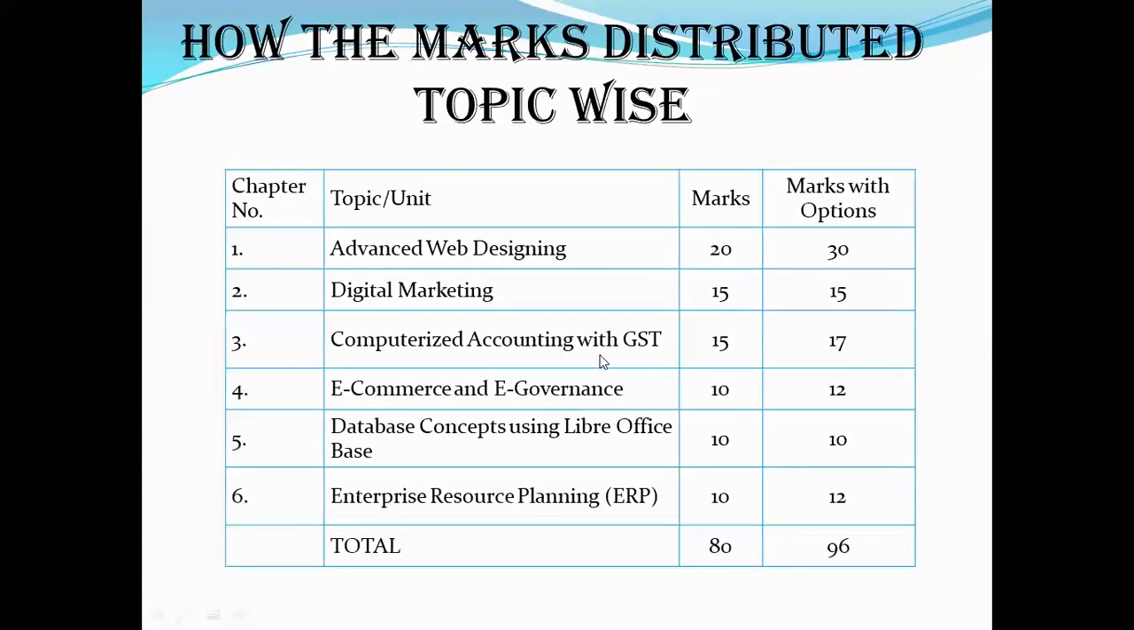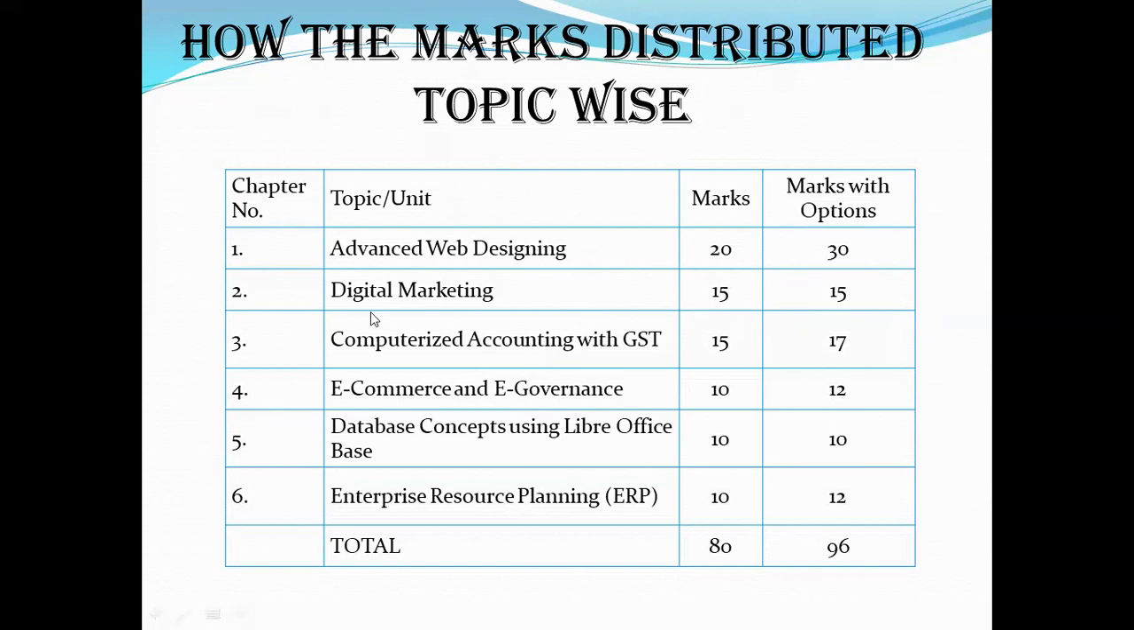Now, the chapter-wise marks distribution. If you have seen here, marks with option is a total of 96, and the exact total marks covered in the board exam is 80. With option means there will be a choice for you to take any of the questions, and many of you will benefit from it. If you don't know some question, you can go with another.